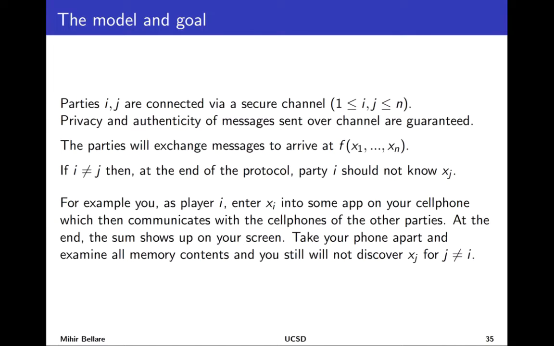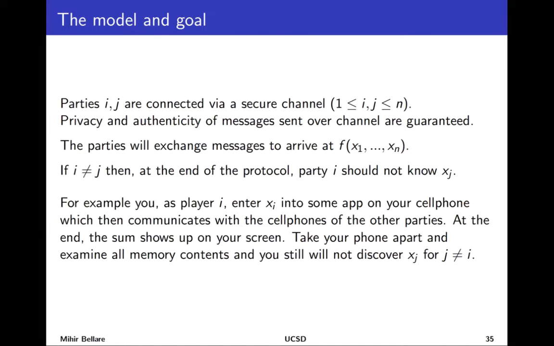So here's the model we'll adopt, that these parties are connected through secure channels. We have now many ways to build secure channels, so this isn't really a problem. They can send each other private and authentic messages, and they will simply exchange such messages to ultimately arrive at the value of the sum of their inputs. Now, you could imagine implementing this. There would be some kind of app, you download the app from somewhere, and when you open it, it'll prompt you to enter your input, x sub i.